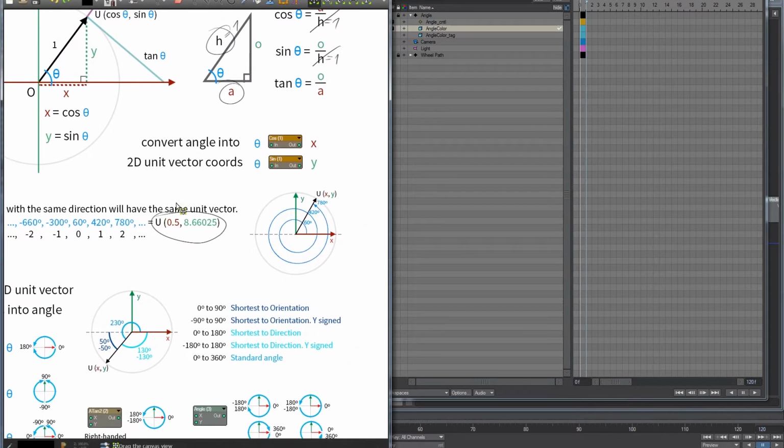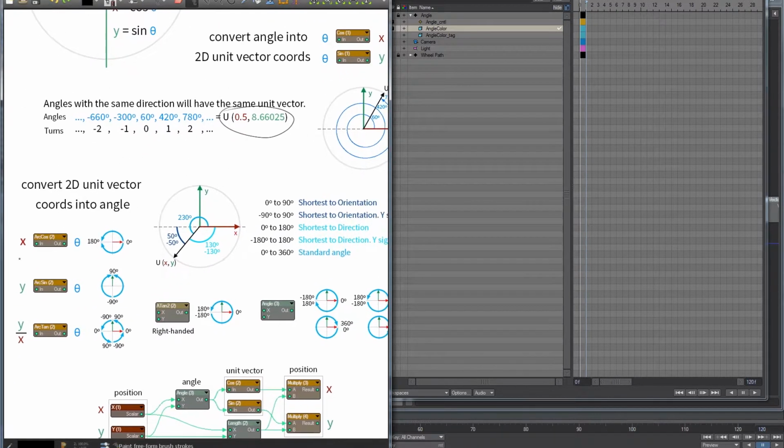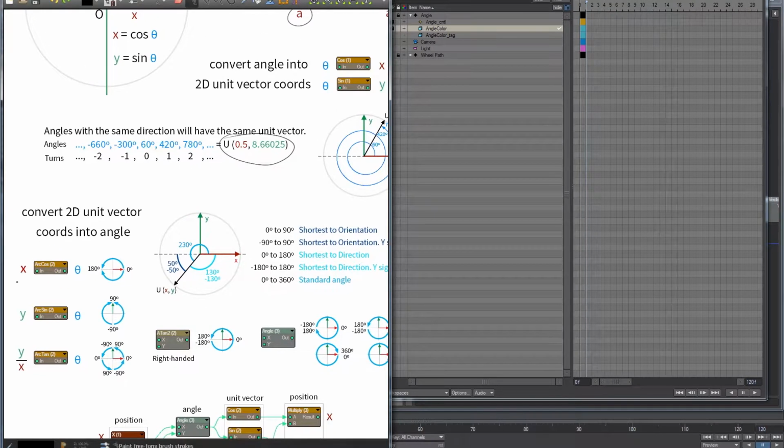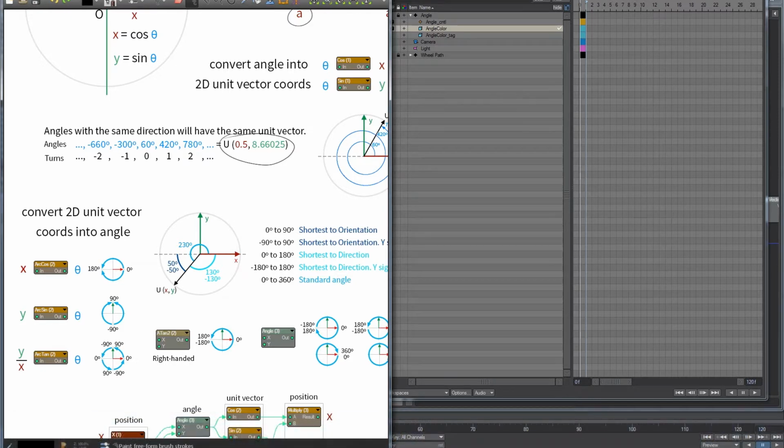Now, the way to go about it is to basically use the inverse functions. So in this case, the arc cosine and the arc sine. So apply the arc cosine onto the x coordinate and apply the arc sine onto the y coordinate. Now, they will not give me back a 360 degrees range right away. The arc cosine will give me something between 0 and 180 for both sides, and the arc sine will give me something between minus 90 and 90 degrees. If I combine the two, I can build up with logic nodes, etc. something that gives me the standard angle between 0 and 360 degrees.